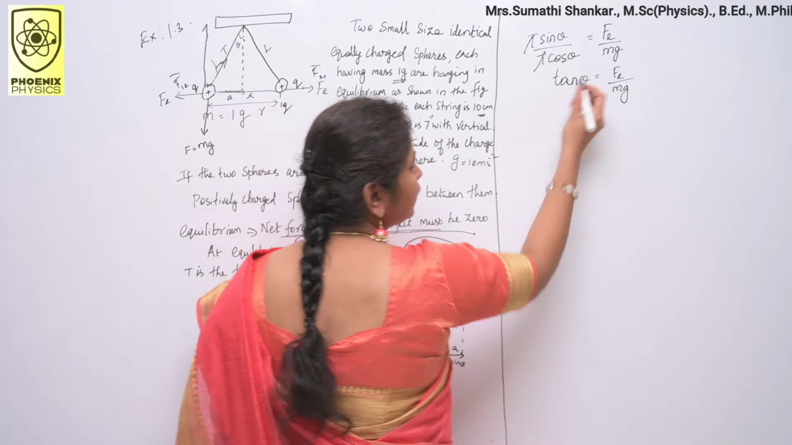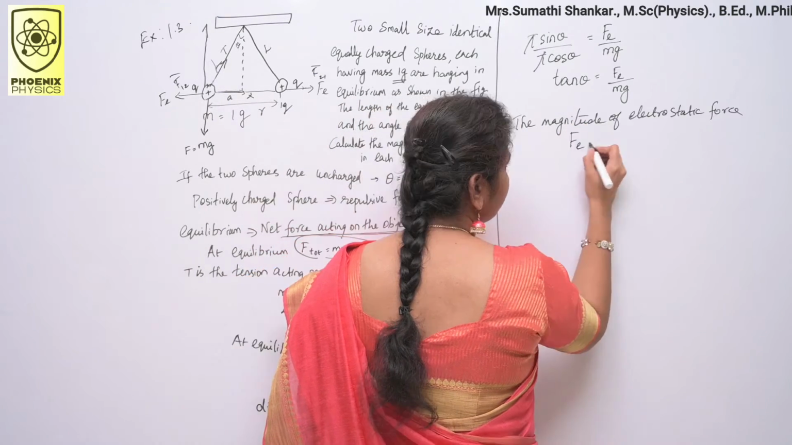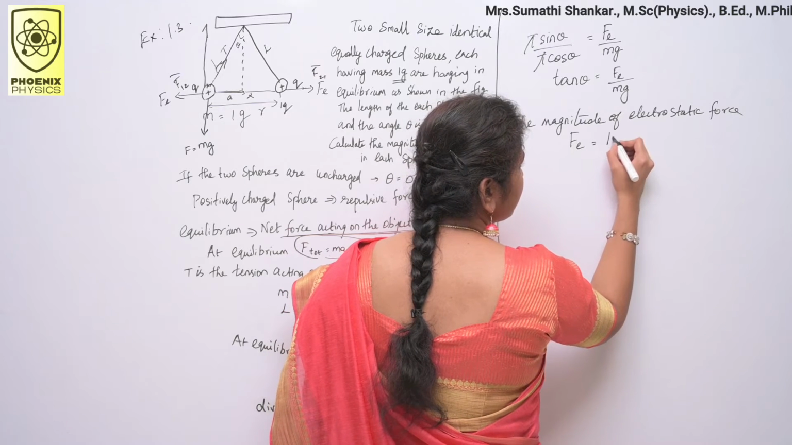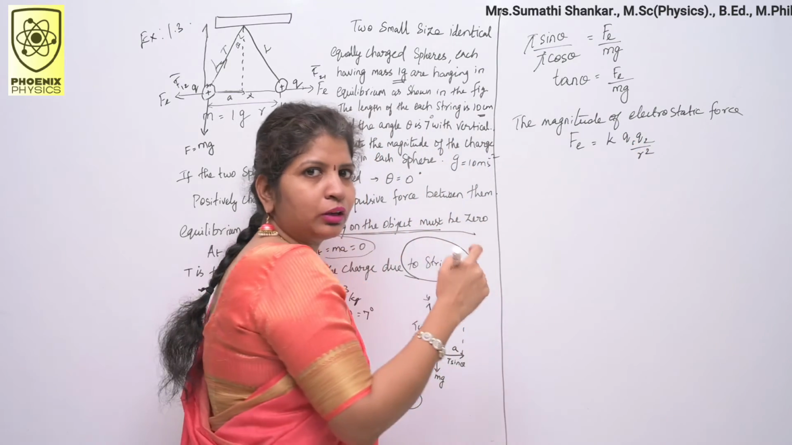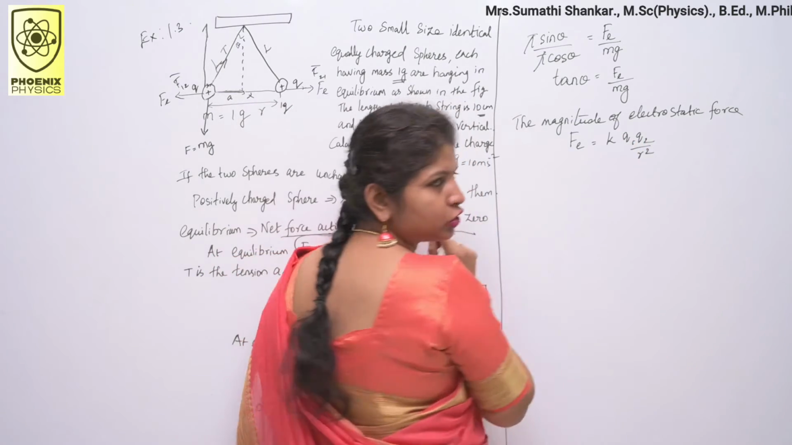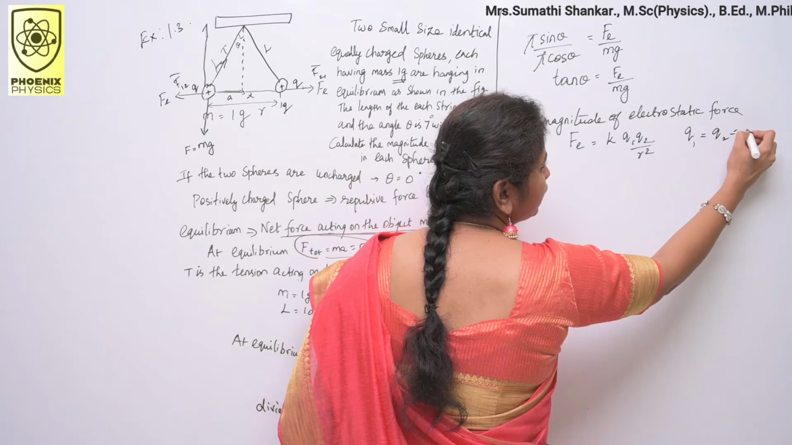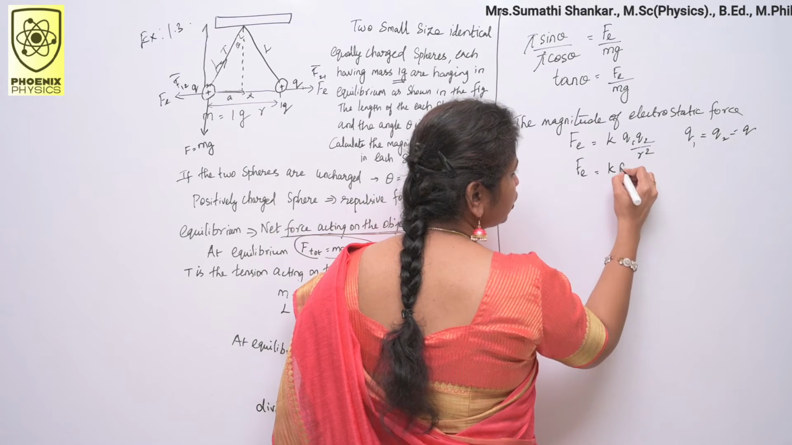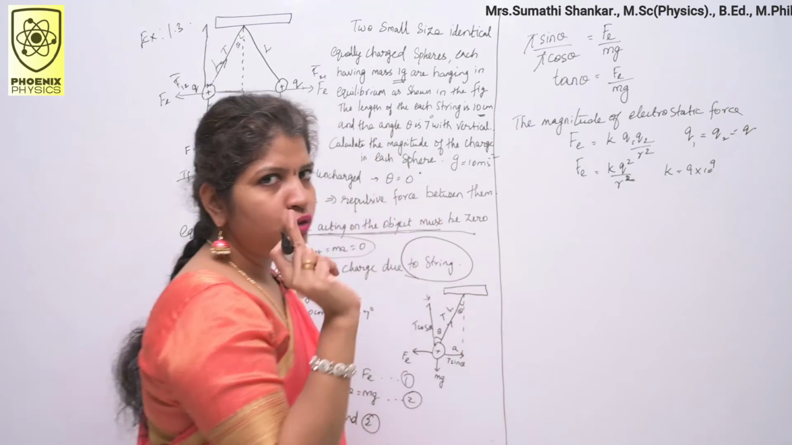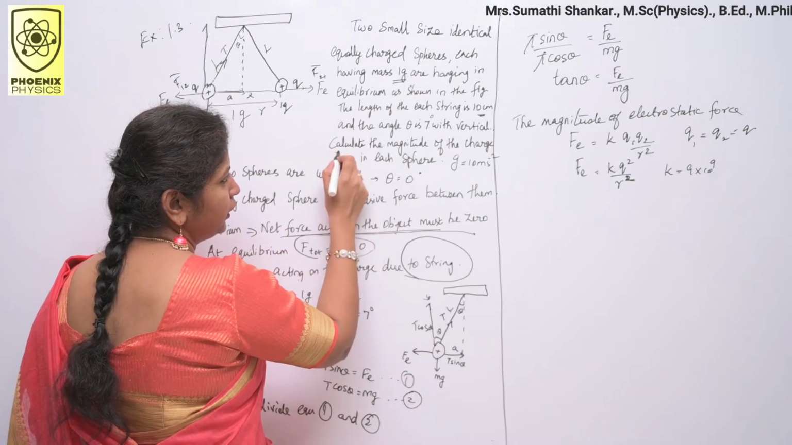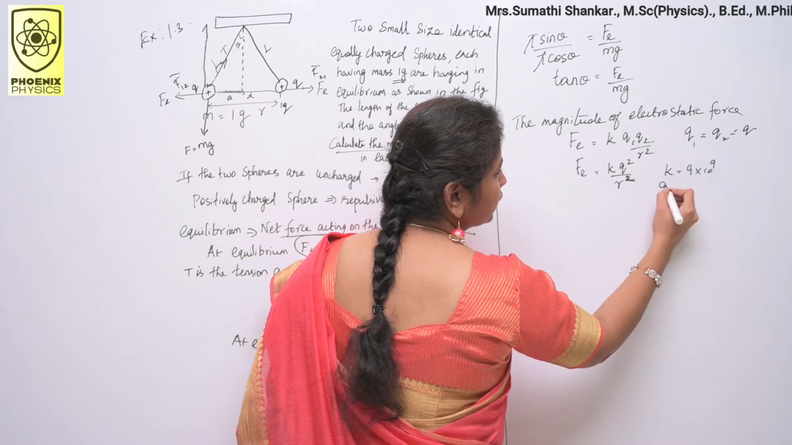What is this Fe? Fe is nothing but the magnitude of the electrostatic force. Fe is equal to K Q1 Q2 by R square. I didn't mark the unit vector because I am taking only the magnitude, so you need not write the unit vector. Q1 is equal to Q2 is equal to Q. Fe is equal to K q square divided by r square. K value you know, 9 into 10 to the power of 9. What they asked: calculate the magnitude of the charge. So you should calculate q.